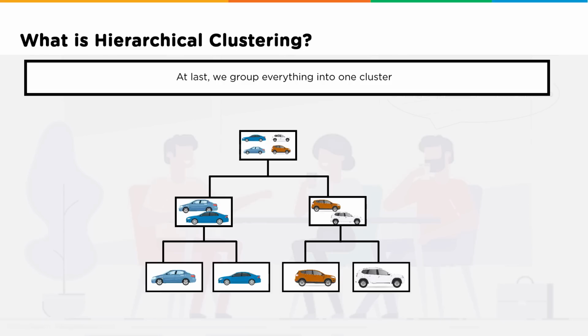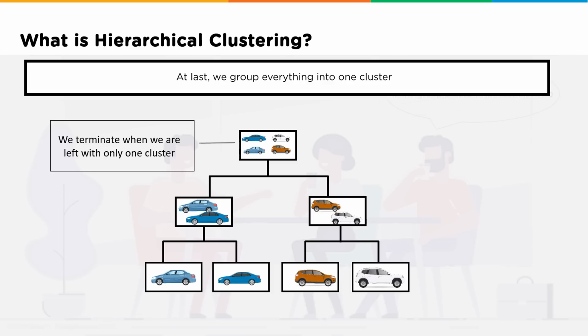As we have this, we make a nice little tree. This is very common. When anybody talks about hierarchical clustering, this is usually what you see come out of it. We terminate when we are left with only one cluster. As you can see, we bring them all together. We have one cluster, and we can't bring it together anymore because they're all together.